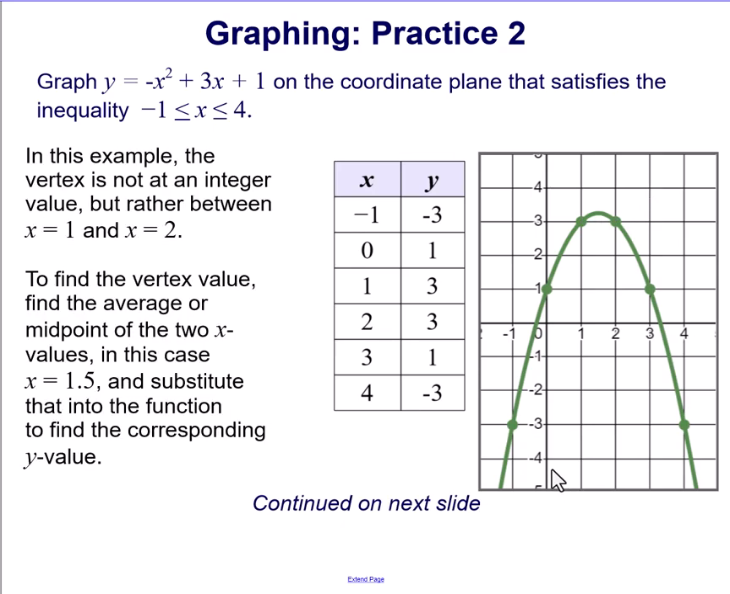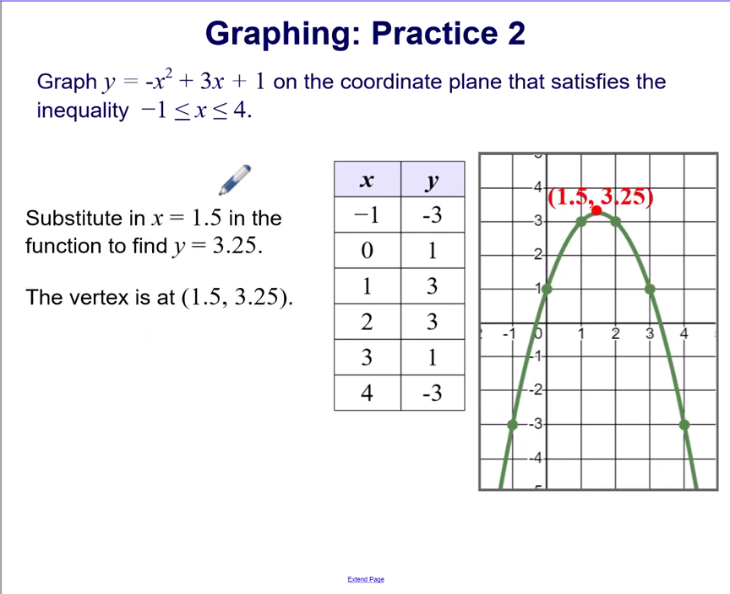Well, in this example, the vertex is not an integer value, but rather between x is equal to negative 1 and x equals positive 2. To find the vertex value, we want to find the average or the midpoint of the two x values. In this case, x is equal to 1.5. Once we determine that x is equal to 1.5, we substitute that into the equation, or into the function, to find the corresponding y value.